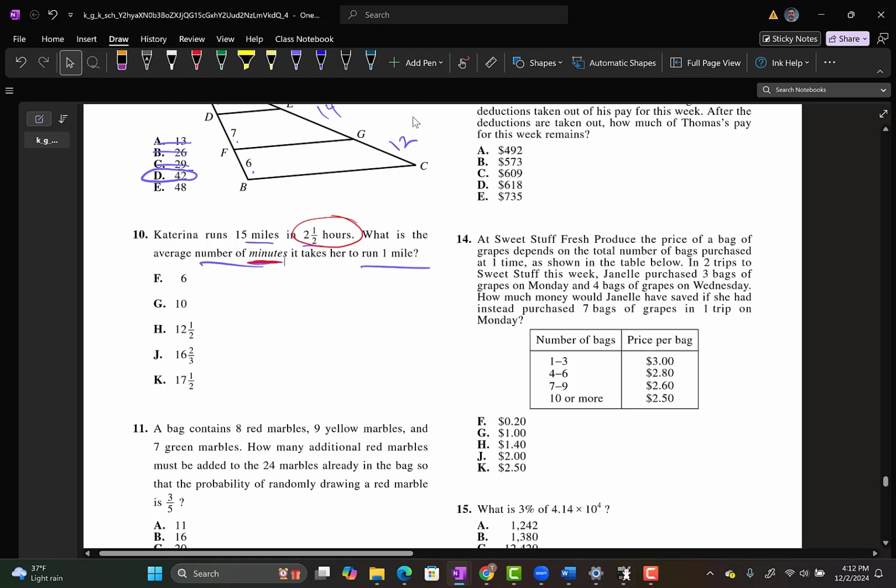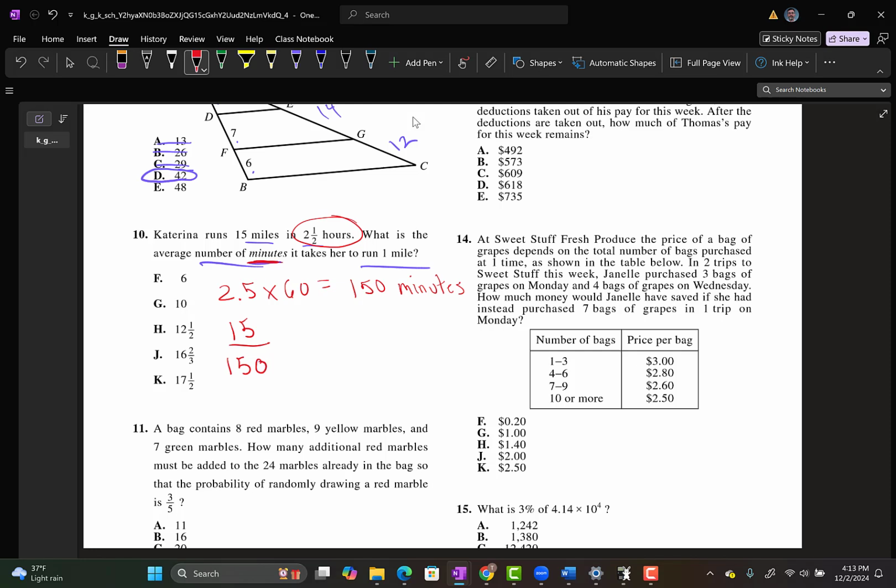So 2.5 times 60. We could use the calculator. 2 times 6 is 120. Half of that is 30, so that's 150. So 2.5 hours is 150 minutes. So now we got 15 miles in 150 minutes. So you can see pretty quickly, if you make the mistake of doing 15 divided by 150, you're going to get 0.1, which obviously is not a correct answer in this problem.